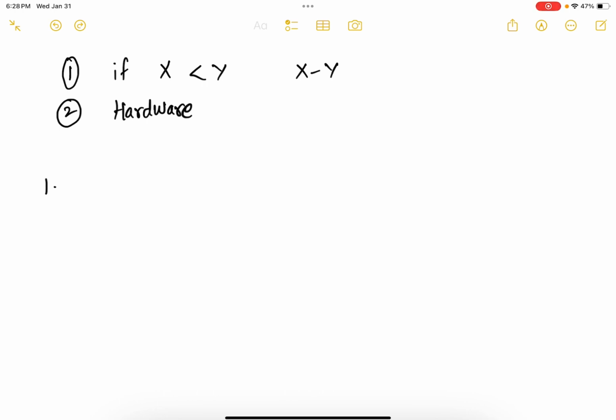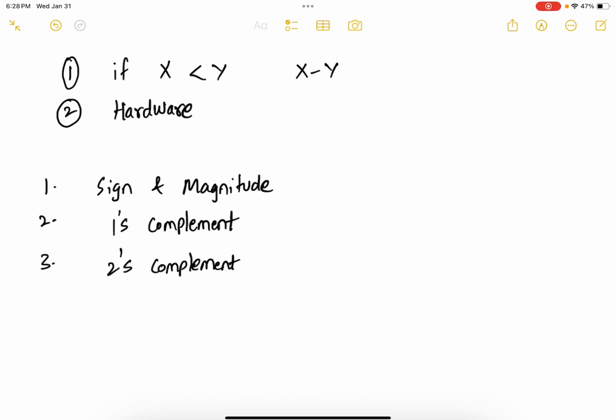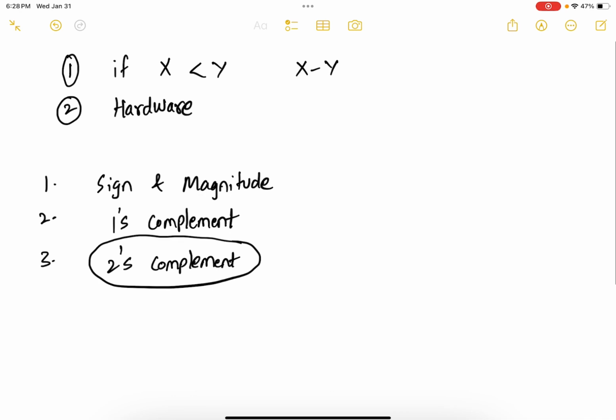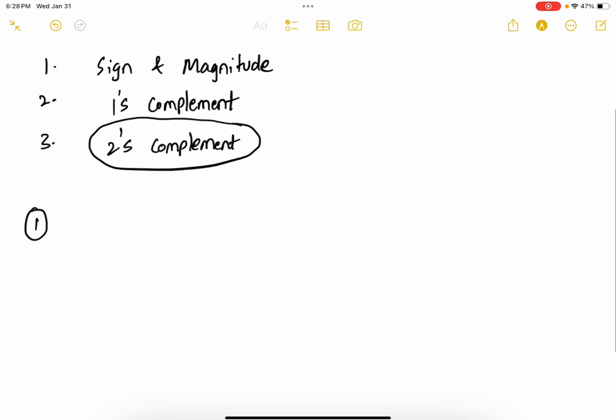The first method is the sign and magnitude method. Then we have the ones complement, and finally the twos complement. In modern processors, we use the twos complement method, but it is very important to learn about all three methods. Let's go with the sign and magnitude method. In sign and magnitude, we assign a bit for representing a negative number and a positive number. Let's take an example to understand this.